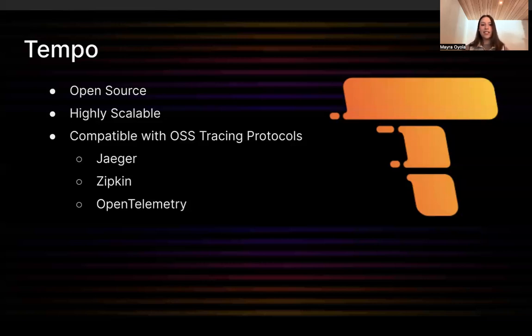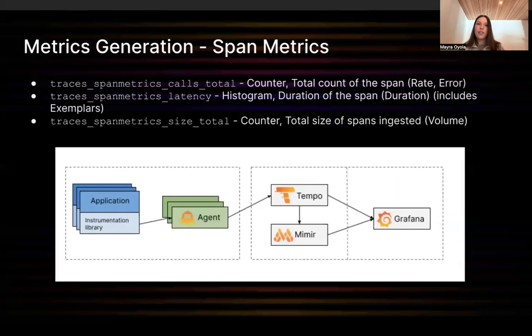The next technology that I wanted to talk about is Tempo. So Grafana Tempo is an open source, highly scalable distributed tracing backend. And it can ingest common open source tracing protocols, including Jaeger, Zipkin, and arguably most important to our conversation today, OpenTelemetry. We're not going to dive too far into Tempo today, but I did want to go through a feature that I think will help us hit the ground running as far as the RED method is concerned. And that is Grafana's metrics generator.